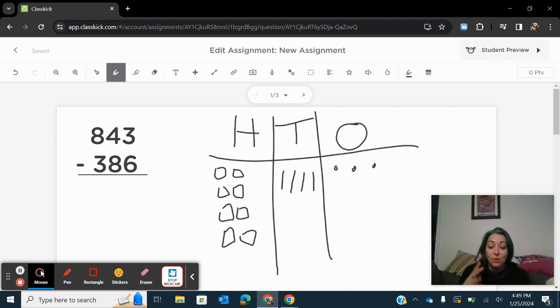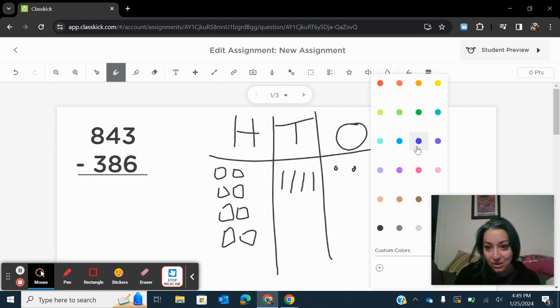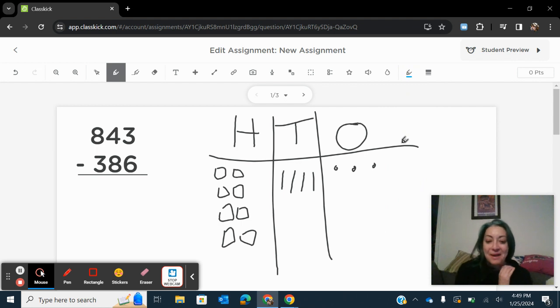When you're taking away, you are taking away. So I don't have to draw this 386 because I'm taking those numbers away. I'm going to use a different color so you can see what this would look like. Let's use blue. We're going to start with the ones place. Looking at the ones, I'm taking away 6 ones.